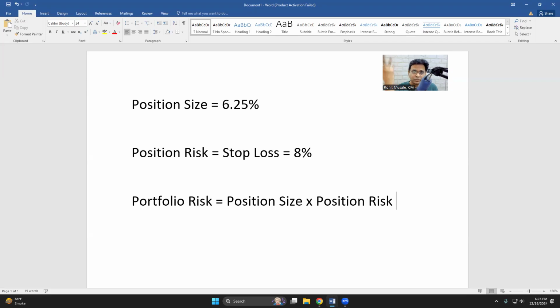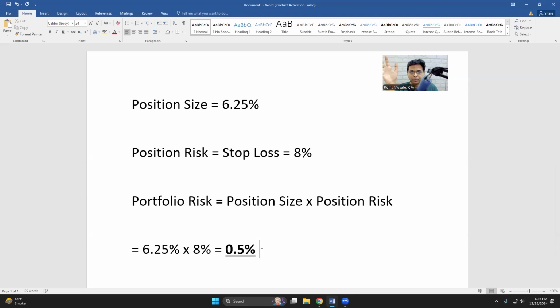So you are not going to lose $6,250. Okay. You are going to lose position size multiplied by position risk, which is equal to 6.25% multiplied by 8%, which is equal to 0.5%. So this is your real risk. This 0.5% is your real risk. This is the amount of money which would be $500. Okay. So out of $100,000 or 100,000 rupees, $500 or 500 rupees is something which is at risk.